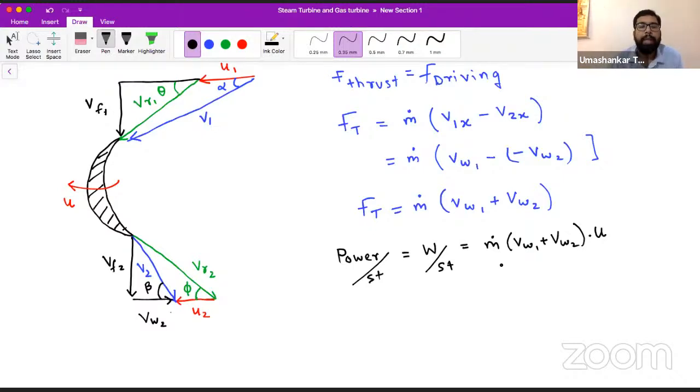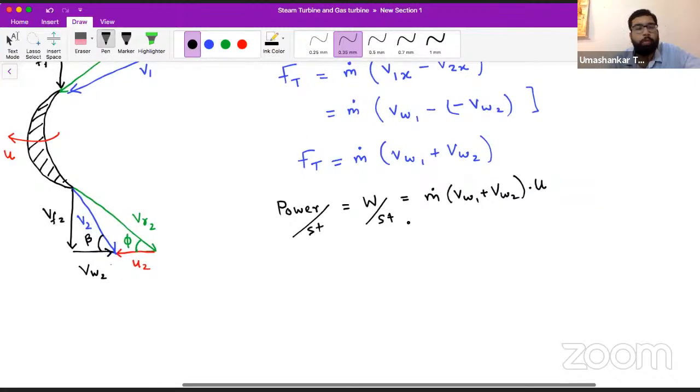In case of reaction turbine, as you know, our U1 and U2 are not the same. So we'll write like this, we multiply U1 here and U2 here, and we can't take common in the reaction turbine. That we'll see when we'll be discussing the reaction turbine. Okay, so this is the power or work done we have generated per stage.